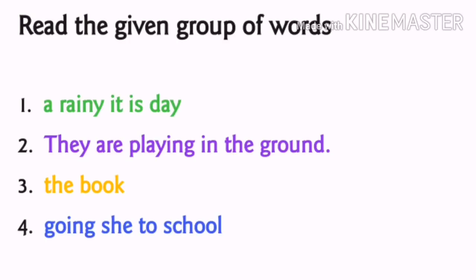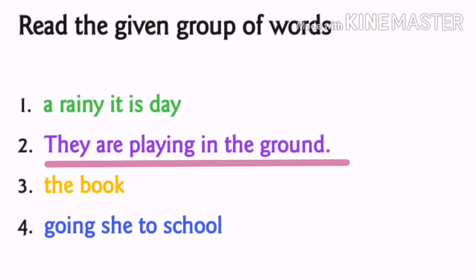Now let's see some sentences. Read the given group of words. A rainy it is day. They are playing in the ground. The book. Going she to school. Are there any errors in these sentences? Only the second sentence is correct, right? They are playing in the ground.